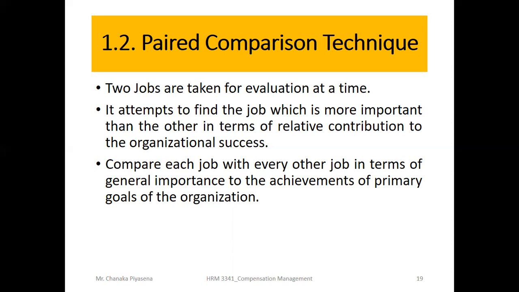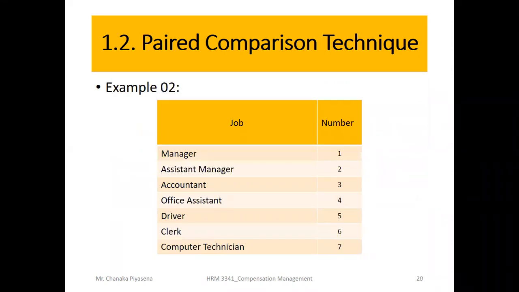When we consider our previous example, there is a manager and an assistant manager. There are two jobs. At one time, we consider only these two jobs. Then at another time, manager and cashier, manager and clerk. Likewise, each time we consider only two jobs. It is very easy compared with our previous technique. Example 2 is based on the paired comparison technique. There are jobs: manager, assistant manager, accountant, office assistant, driver, clerk, computer technicians.